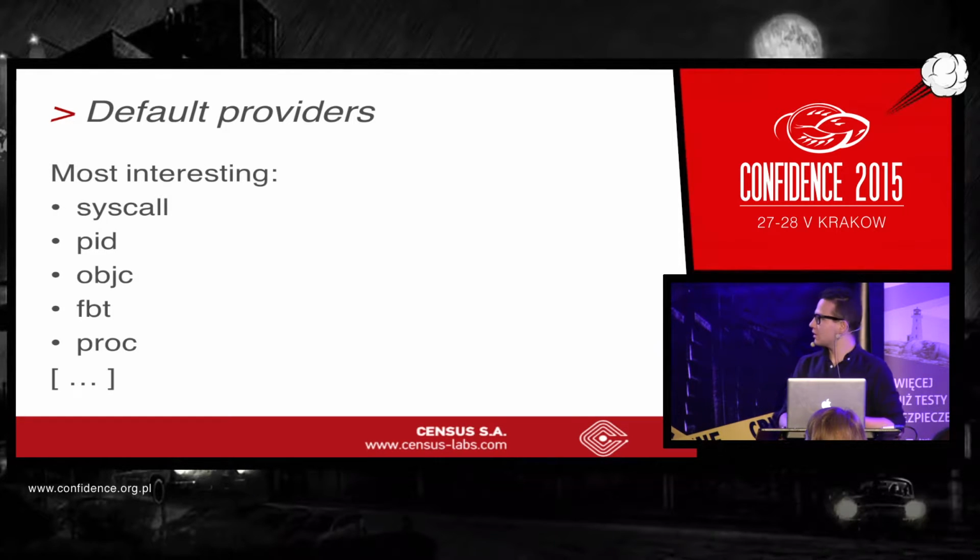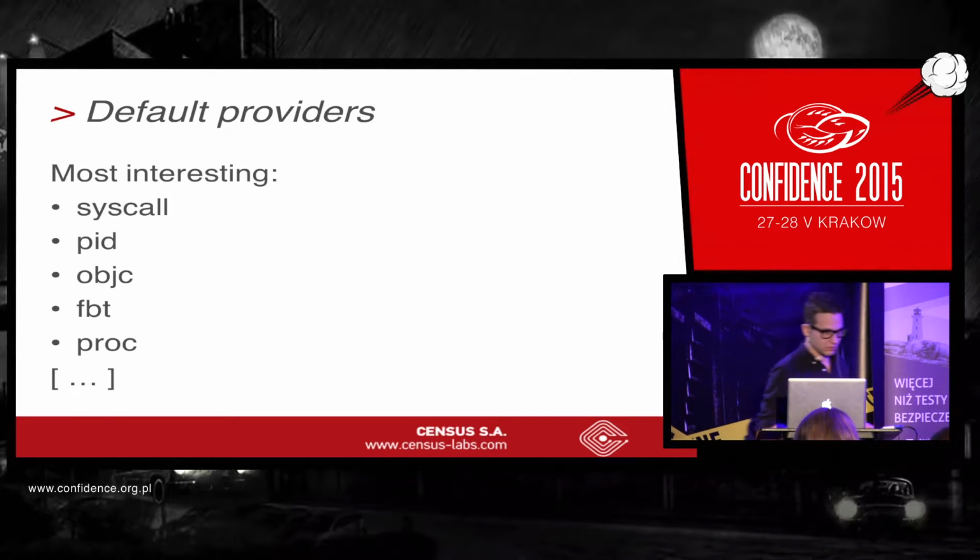And now we're going into providers. I don't know if you've noticed, I usually point out only the interesting ones. So if you see the ellipsis, then there are more, and you should check them. But the more interesting ones are syscall, PID, Objective-C, FBT, and proc.